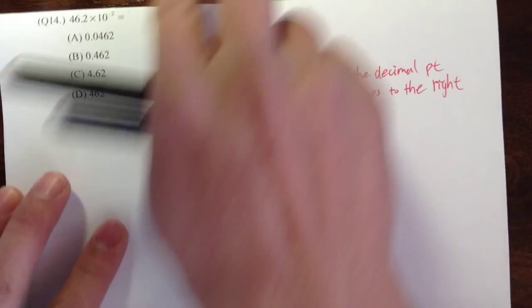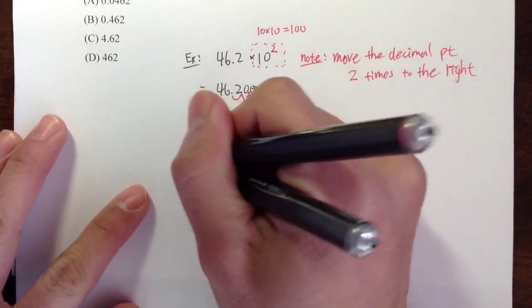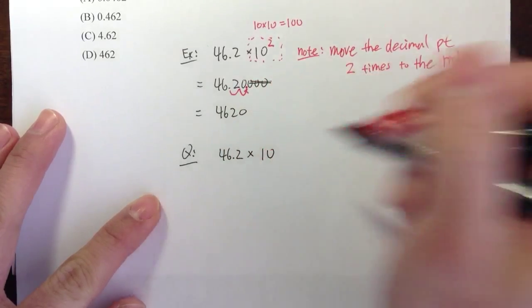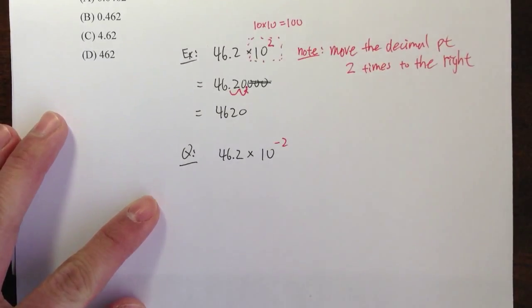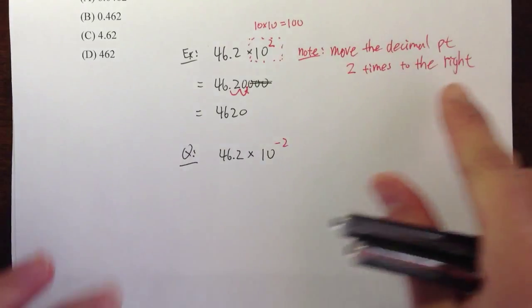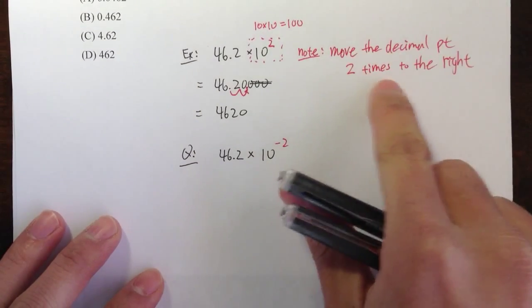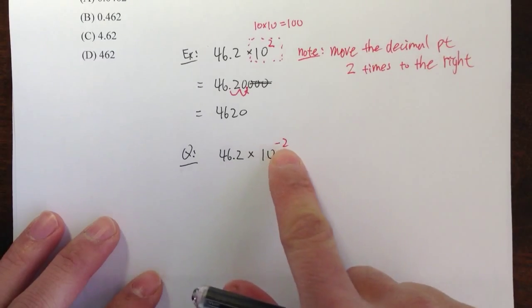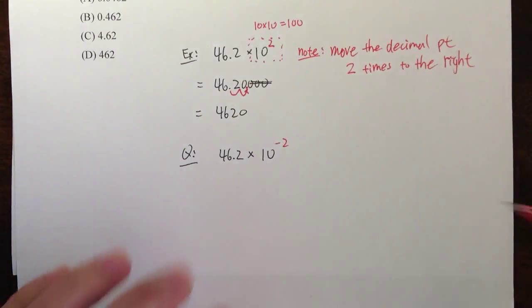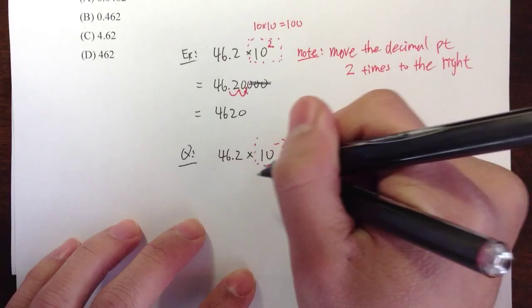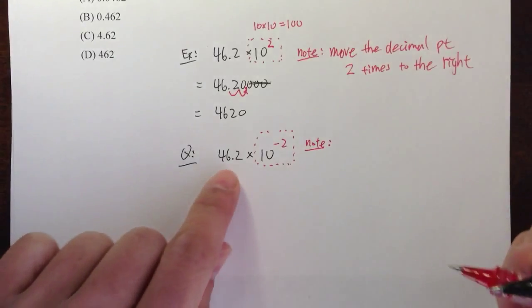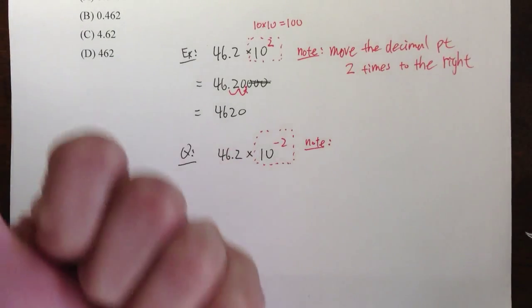Now, getting back to question number 14. Our question here is, I have 46.2 and I want to multiply by 10 to the negative 2 exponent. As you can see, earlier the positive 2 meant that we just need to move the decimal point twice to the right. So when you have a negative 2, we'll do the backwards. We'll move the decimal point twice to the left. Alright? So again, let me make a note right here. What we're going to do is move this decimal point twice to the left.